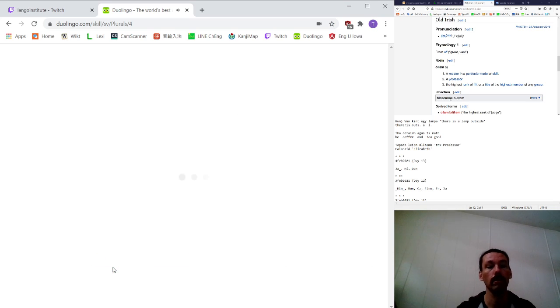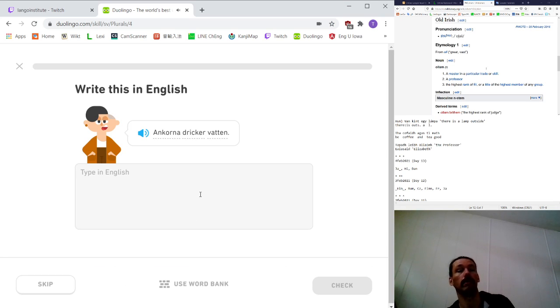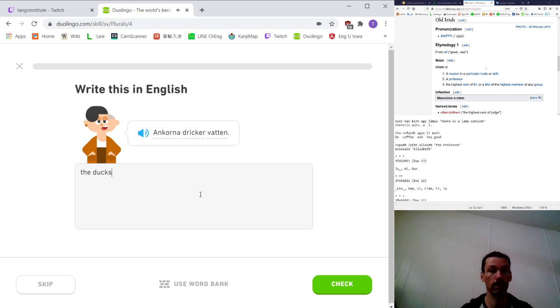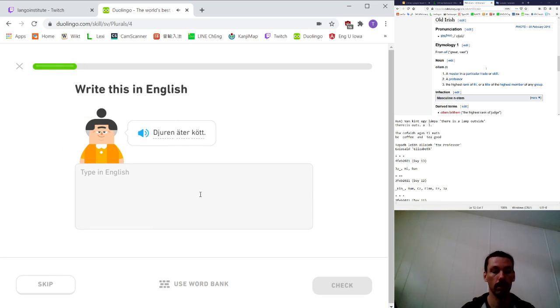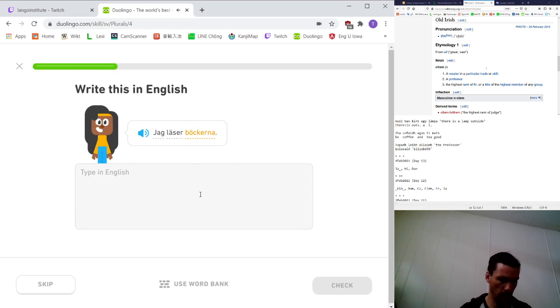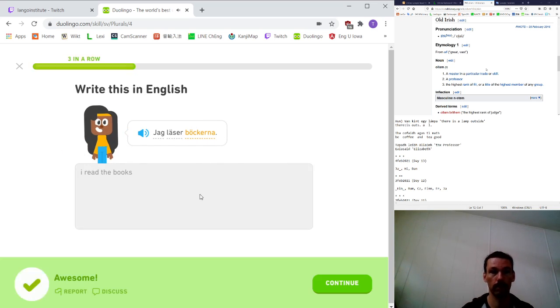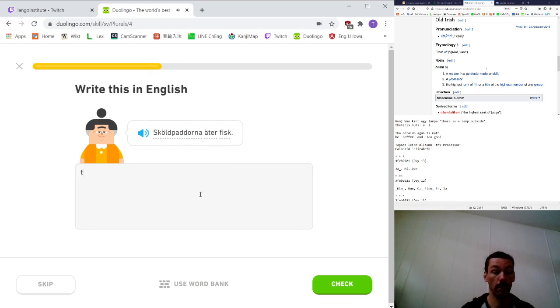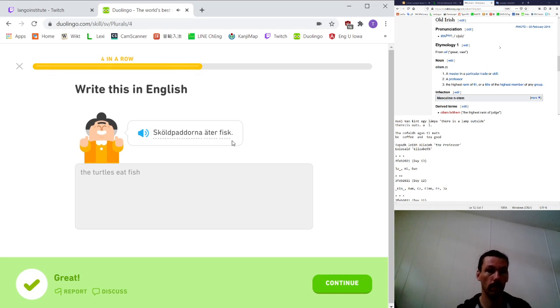Two more for plurals in Swedish. Ankorna dricker vatten. Drink water. Djuren äter kött. The animals, eat kött, meat. Jag läser böckerna. Read the books. Sköldpaddorna äter fisk. The turtles eat fish.